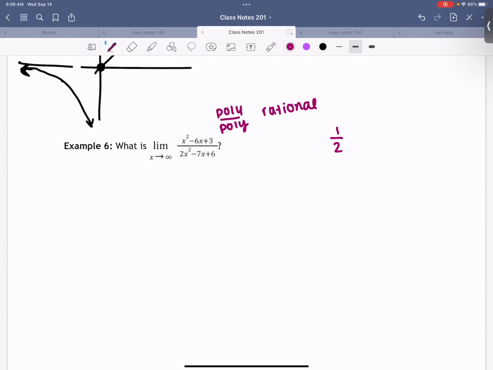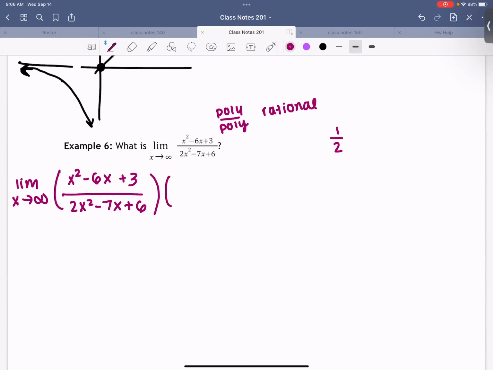And then we'll talk about why this method might not be helpful to us in other cases, okay? So I'm going to take this limit and I'm just going to repeat it with the x squared minus 6x plus 3 over 2x squared minus 7x plus 6. Okay, and I'm going to take this whole thing and multiply it by another glorified 1. So I want to multiply it by 1.